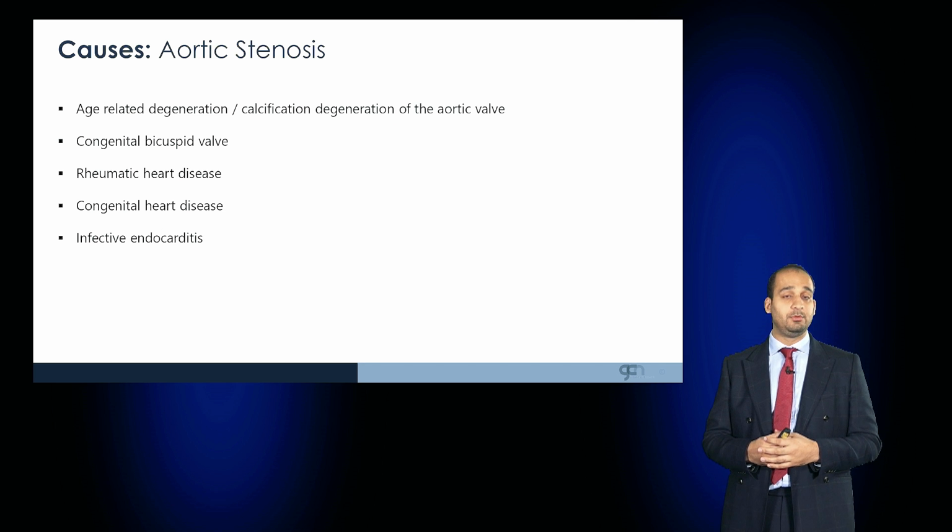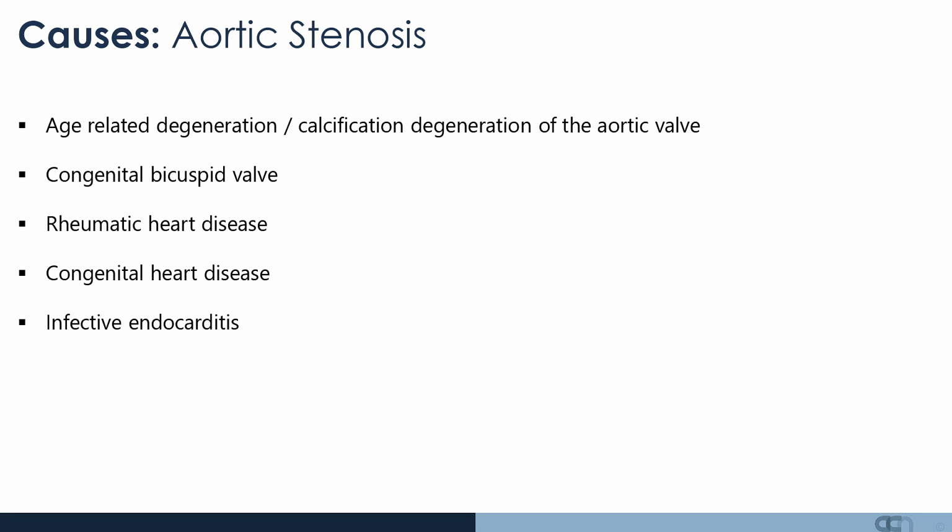This would allow you to move on to the causes. The causes of aortic stenosis include age-related degeneration, calcified degeneration of the aortic valve, and in some patients who have a congenital bicuspid rather than a tricuspid valve can also develop stenosis. Rheumatic heart disease, which is becoming rarer, congenital heart disease, and infective endocarditis can also result in aortic stenosis.